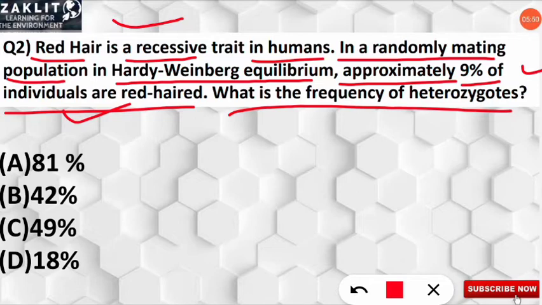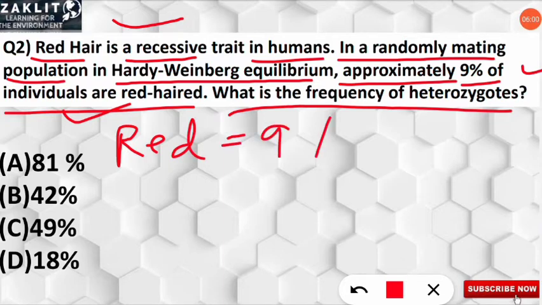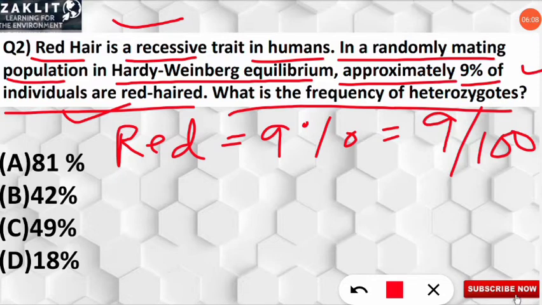So we'll write down what is given. We should write the given every time first so that we can proceed to the answer. So we'll write red is equal to 9 percent. Percentage means 9 by 100. So every time percentage means we have to divide by 100. It is simple. So it is given that 9% of the individuals have red hair. Red hair is given as recessive. That means it is giving the frequency for the homozygous recessive.